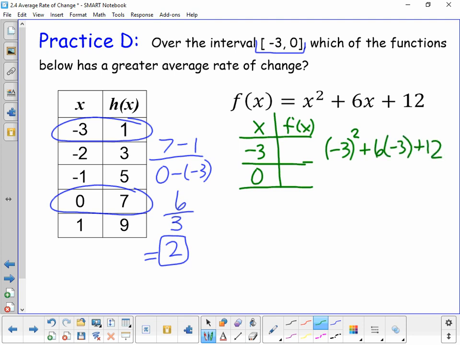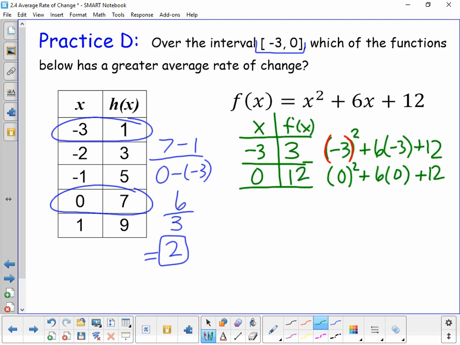If we calculate that, you should end up with a value of 3. If you didn't end up with a value of 3, it is most likely because you forgot to use parentheses here to show that the quantity that we're squaring is -3. For the second row of our table, we're going to substitute in the value 0. And we end up with a y value of 12.